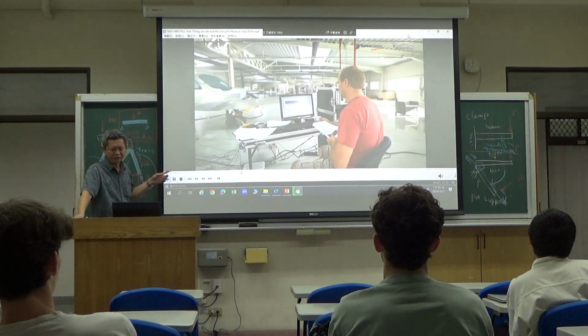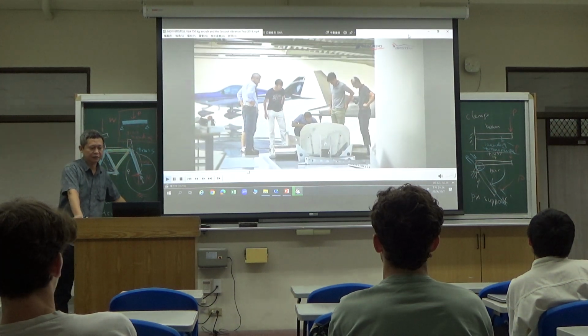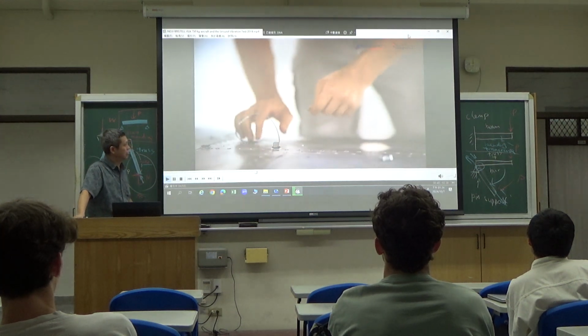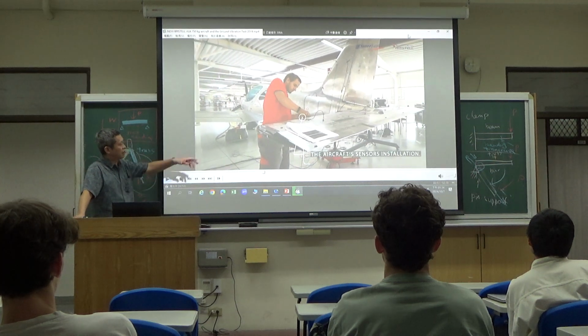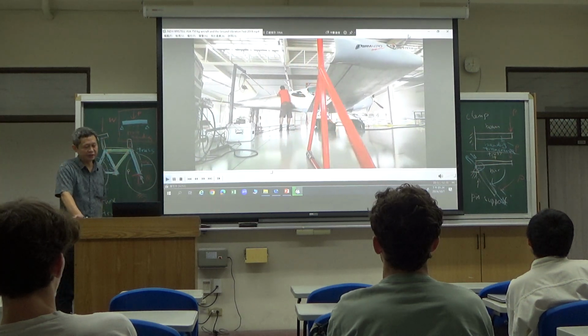So this is a vibration test to find out the vibration frequency of the wing structure. The bottom was a center that applied the linear force. The top was a cylinder.